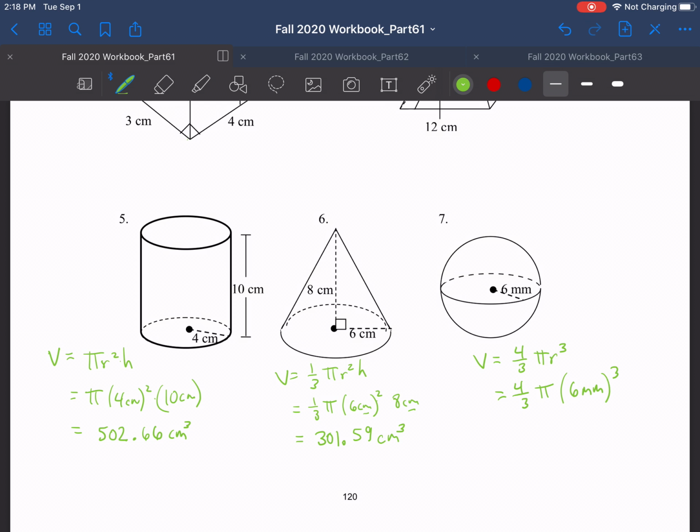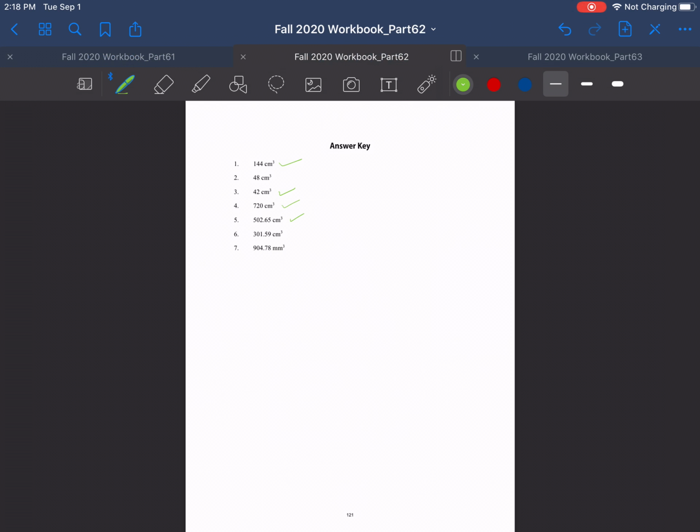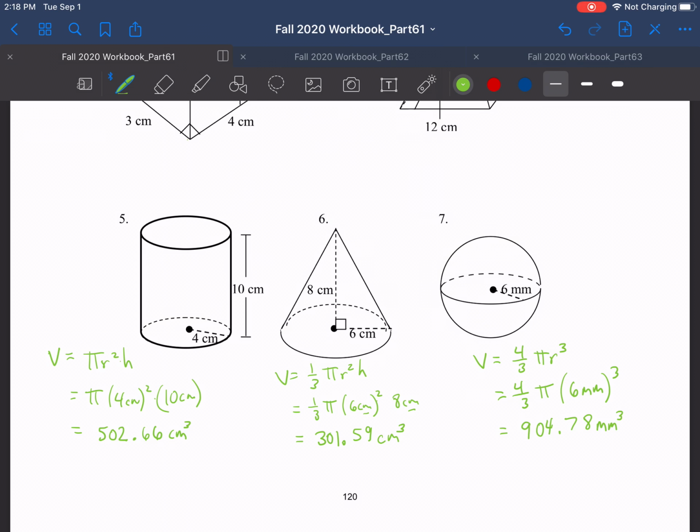So 6 cubed is going to be 216. We're going to multiply that by 4 and then divide it by 3 to do the 4/3. That gives us 288. And then I'm going to multiply that by pi, and I will get about 904.779. So this will be 904.78 millimeters cubed. And if we go to check it, 904.78 millimeters cubed. So that one we rounded the same as the answer sheet, so we're good.